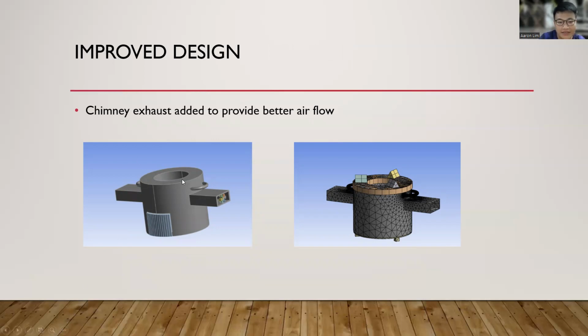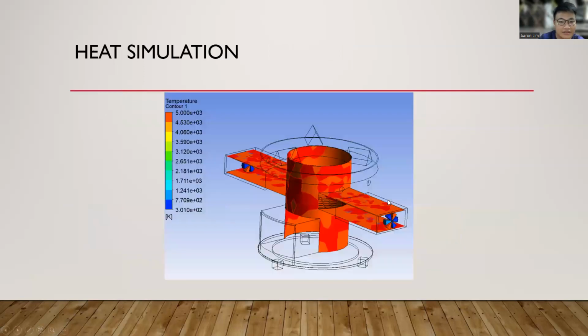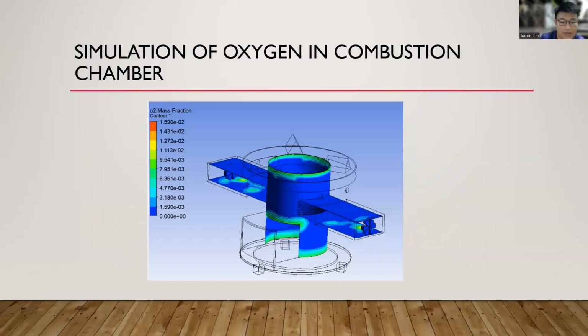As you can see, this is the improved cookstove with the exhaust added. Same as before, I created it in SolidWorks, and this is the ANSYS version. This one also has complete combustion, and the temperature is also 5,000 Kelvin. The oxygen here is even better. All the combustion is finished, and there is still a little bit of oxygen left over because of the airflow coming up.